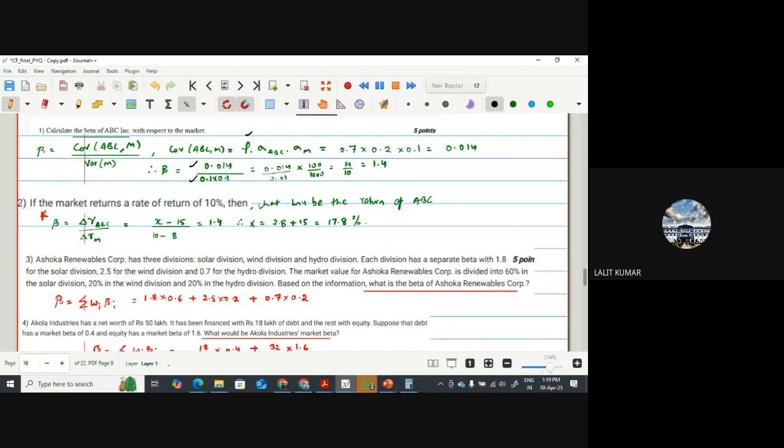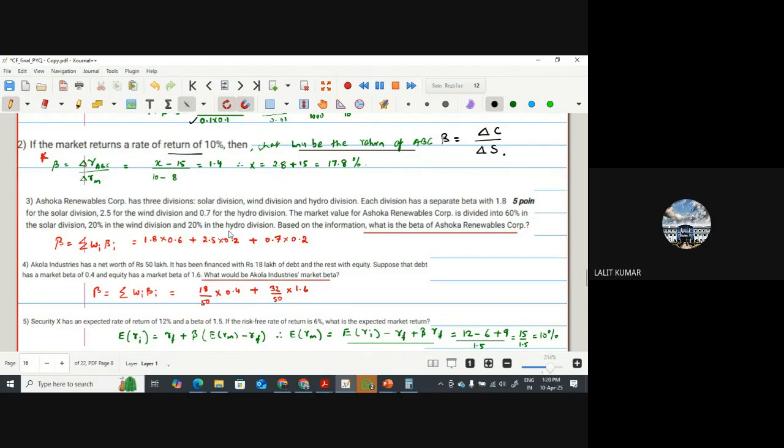If the market returns a rate of 10%, then what will be the return of ABC? So straight away you have calculated beta. So beta you have got, and beta is equal to delta, if it is given X, your return, delta C by delta S. Okay.